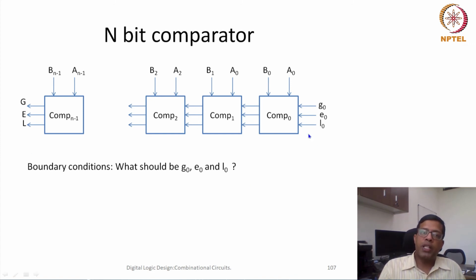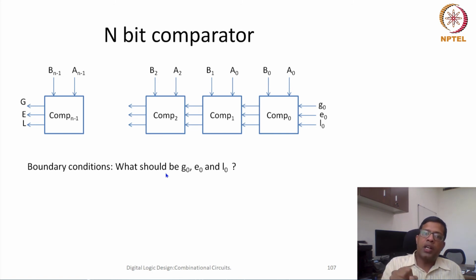Now one question which comes to our mind is that usually the inputs to a comparator are A and B, but it looks like this particular design has three more inputs, G0, E0 and L0. From where do they come, and what should be the value of G0, E0 and L0? This we can call the boundary condition. Otherwise these iterative cells would be similar for all the points, but for boundary points, sometimes for the nth point or sometimes for the 0th point, it may be slightly different.